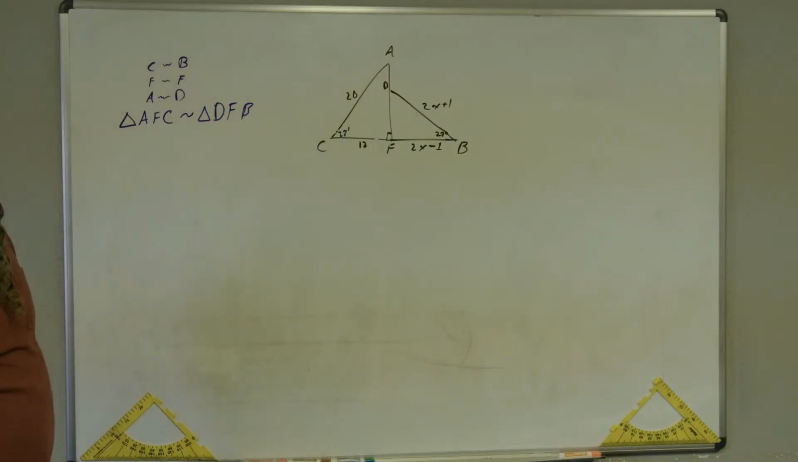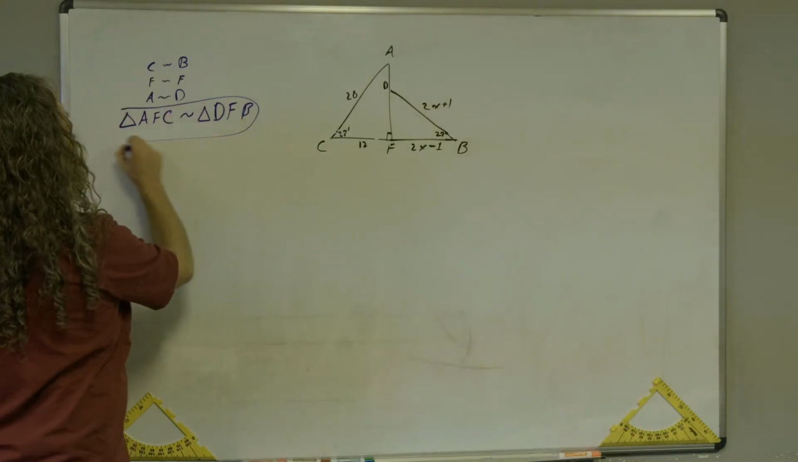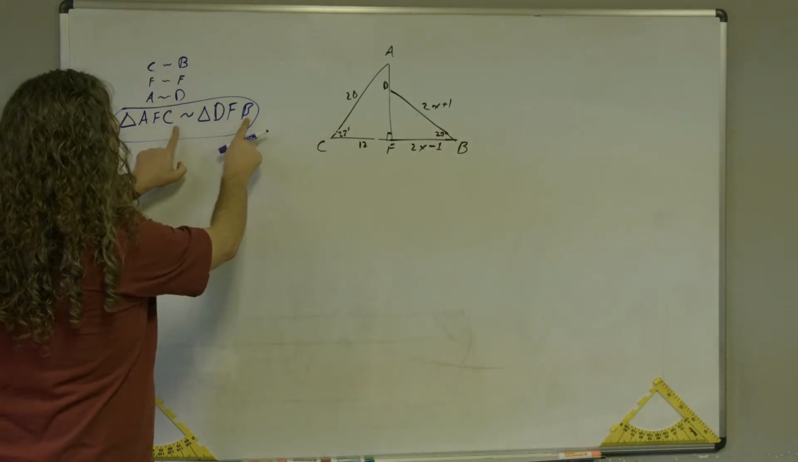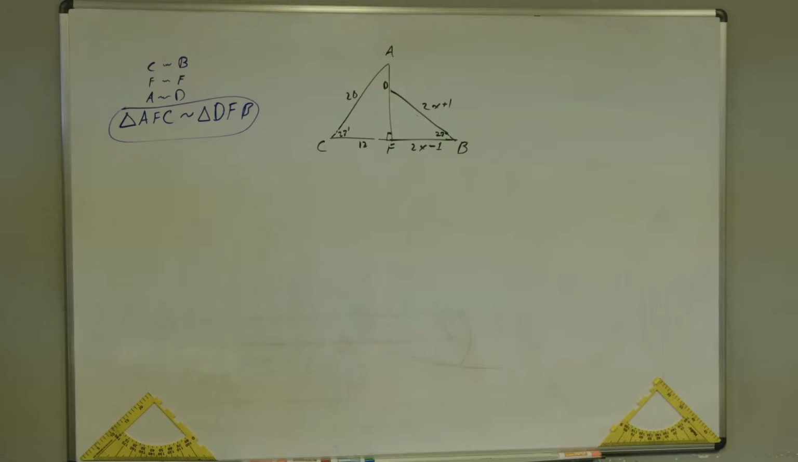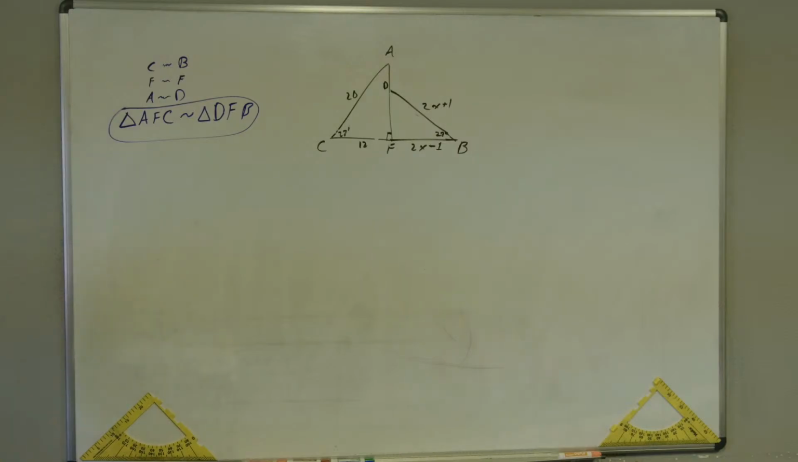It asks us to determine and identify the similar ones, so that would be the answer to the first bit. These could be in a different order as long as the correct ones match up. So you could say CFA is similar to BFD, and that would also be true. But the ones that go together have to go together in order. Right? Savvy so far? Great.